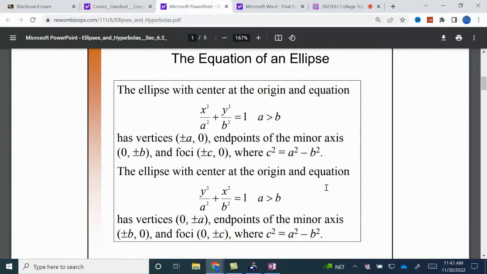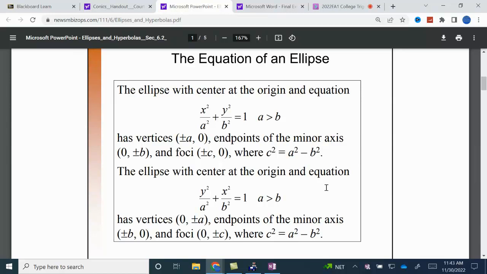So it has vertices of plus or minus a comma 0. It has the endpoints for the minor axis at 0 comma plus or minus b. And it has the foci points plus or minus c comma 0. Notice that the vertices and the foci are located along the x-axis because under the x variable we have the biggest denominator. We also have a formula for c squared: c squared is equal to a squared minus b squared.